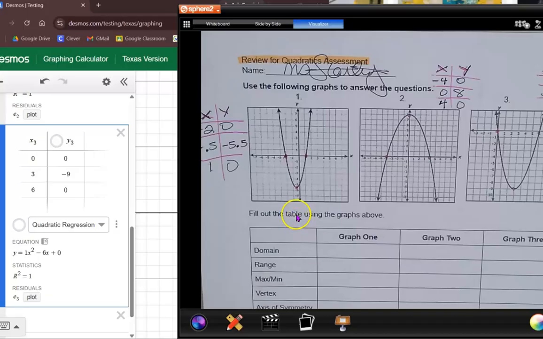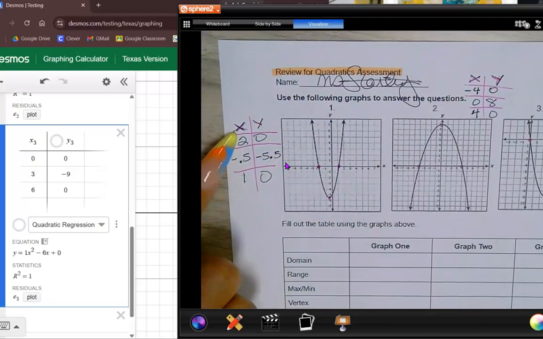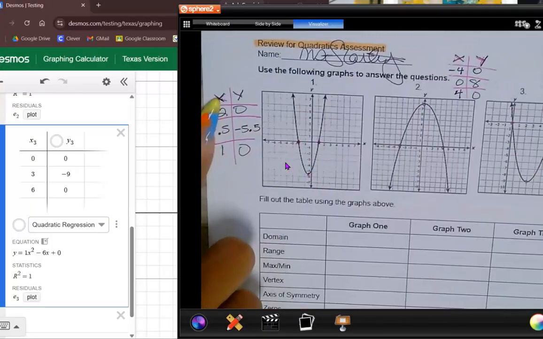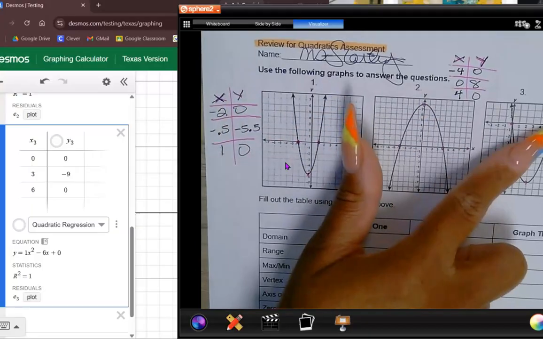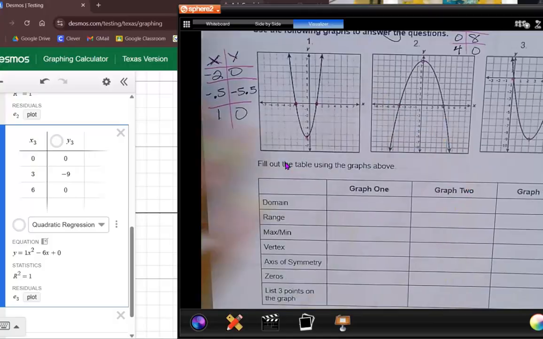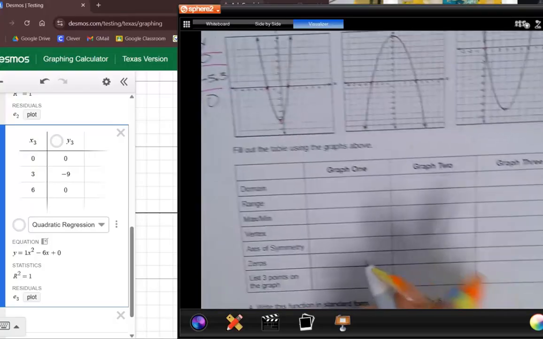Working, but I guess I can take it off. Anyway, this is for the test review for tomorrow. This is the review, and we have graph 1, 2, and 3 here. I've already created the tables here, here, and here for this graph to appear on Desmos so that I can get these points. Graph 1, the domain.